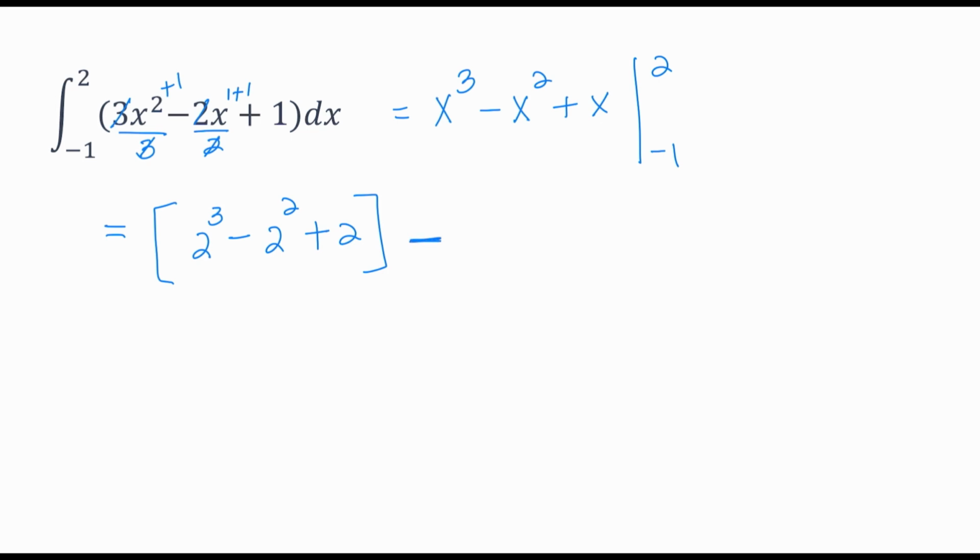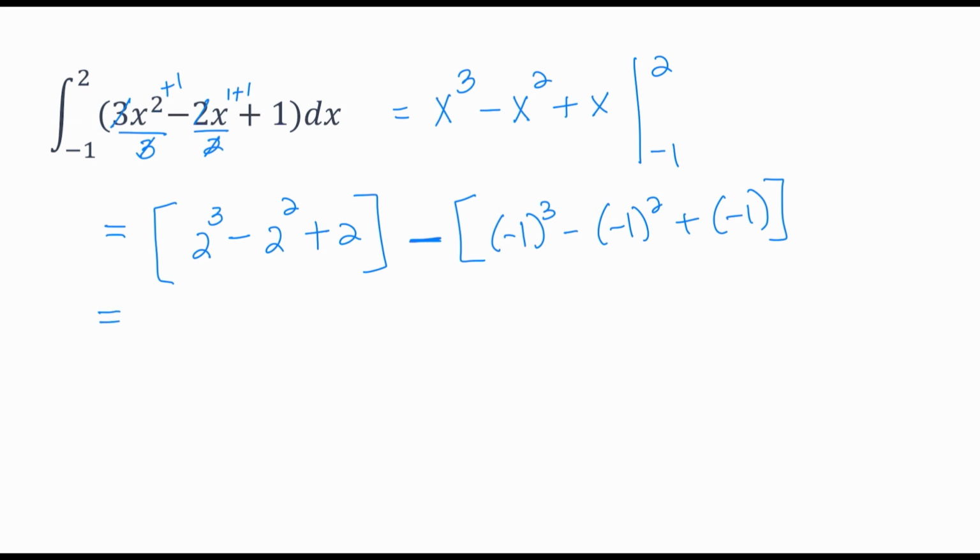Minus, it's always minus, you are subtracting. So minus, now let's put in a new bracket so that I can substitute that negative 1. So negative 1 to the third power minus negative 1 squared plus negative 1. And notice that when I had that positive 2, I didn't really write it in parentheses when I substituted, and that's because it's a positive 2. But when you have a negative number, like here, the negative 1 for the lower bound, I want to make sure that I don't make a mistake. And so it's very important for me to put those parentheses.